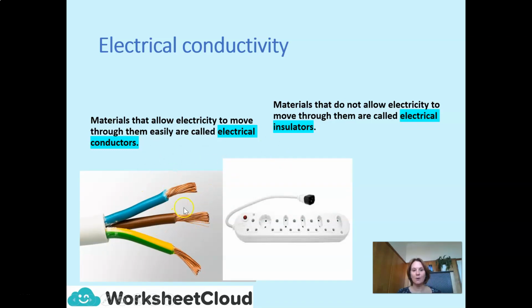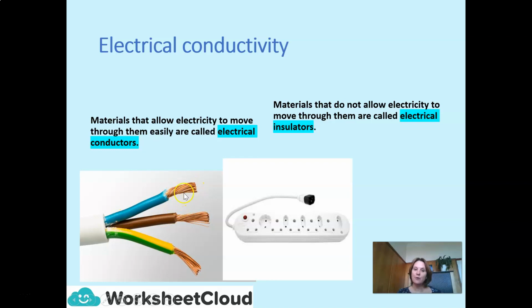Here we have an example of electrical conductivity with the copper wires here that have been rolled into thin wires for electricity to pass through. What is that process? Ductility. Do you remember from the beginning of the lesson? Right. This is an electrical conductor. It allows electricity to pass through it easily. However, surrounding the electrical wires, the copper wires, is plastic. That is an electrical insulator. It does not allow electricity to pass through it.